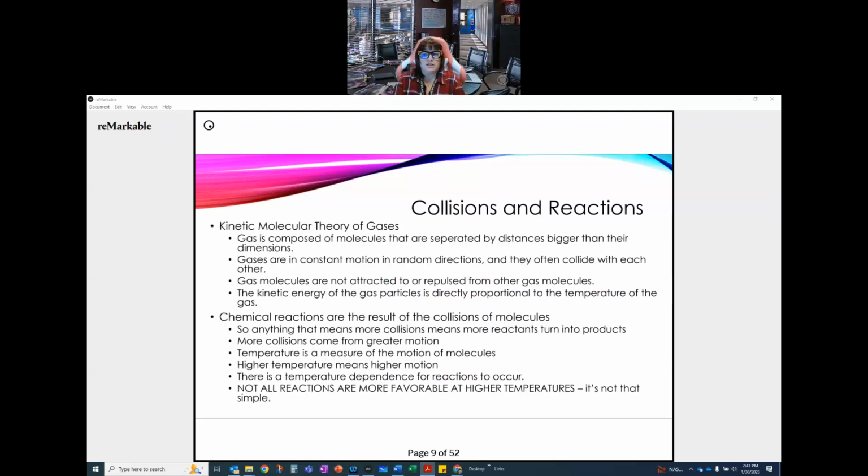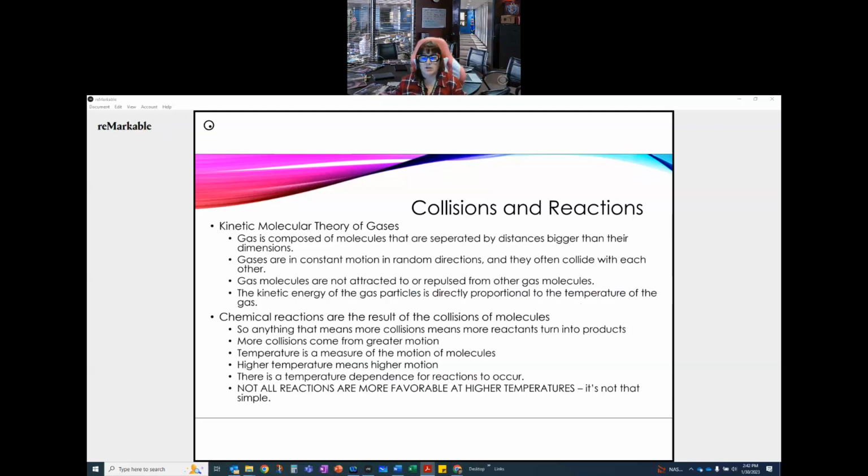All right, before we get to that, we need to talk a little theory. So, collisions happen through a process called the kinetic molecular theory of gases. Is this perfect? No, absolutely not. But it was one of the first approximations for how reactions occur. We talk about them mostly in the gas phase because in the gas phase things move a lot faster, and so we have a lot more information about how these things are connected to each other. So gas is composed of molecules that are separated by distances bigger than their dimensions. We know that. There's a lot of empty space in a gas. Gases are in constant motion in random directions, and they often collide with each other, which is how we measure the pressure of that gas.